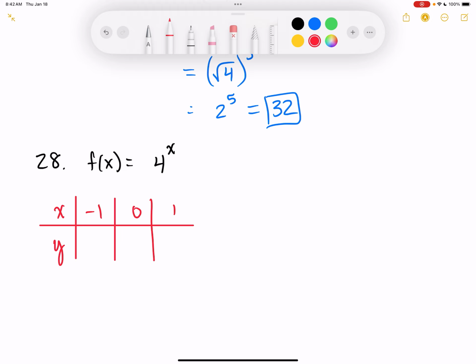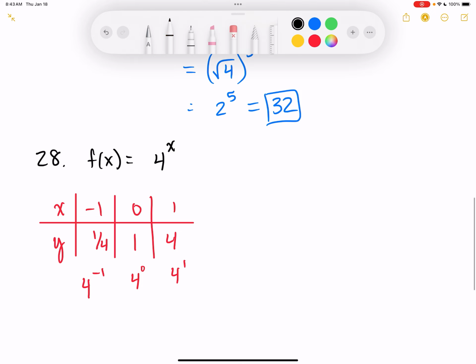So if I put in -1 for x, so if I had 4 raised to the -1, what is that? 1/4. If I put in 0, so if I had 4 raised to the 0, what is that? 1. And then if I put in 1, so I have 4 raised to the 1, what is that? 4. So now you can graph it.